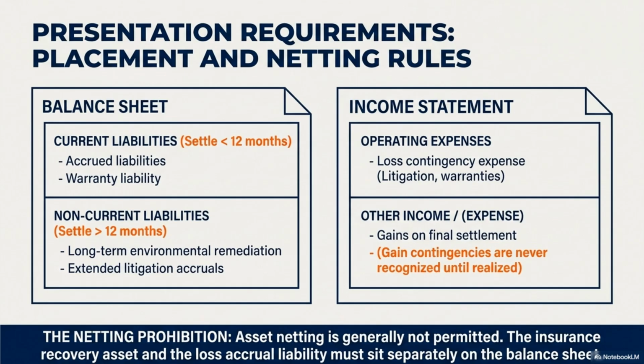Now the netting prohibition at the bottom. This comes up every time insurance is involved. You cannot net the insurance recovery receivable against the loss contingency liability on the balance sheet. Even if you are highly confident the insurer will pay, the two items sit separately, the liability on one side, the asset on the other. They are only offset if you have a legal right of offset, not just an expectation of payment. Auditors test this specifically. Make sure your balance sheet reflects both amounts gross.